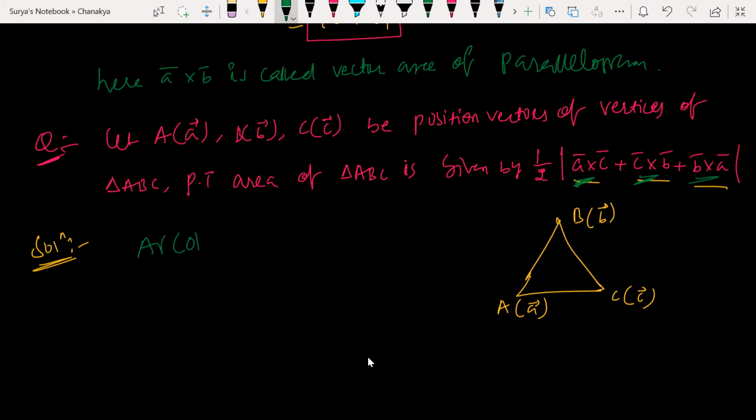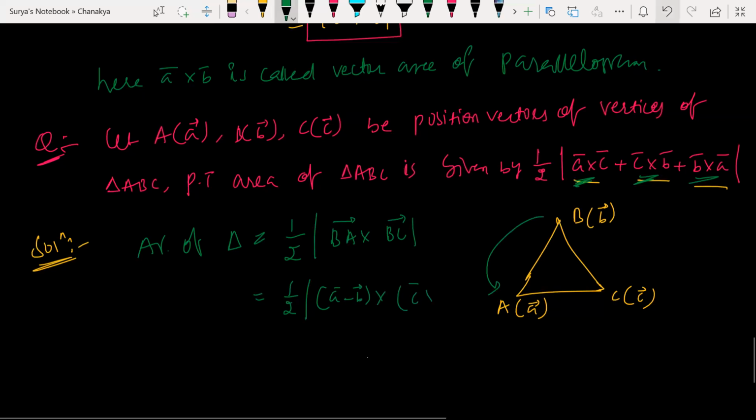The area of this triangle is equal to what? Half of BA cross BC. Let's look at this here. What is BA here? BA is equal to a minus b. This is very important. BC is equal to c minus b. Look at this here now. This is what I get, guys.